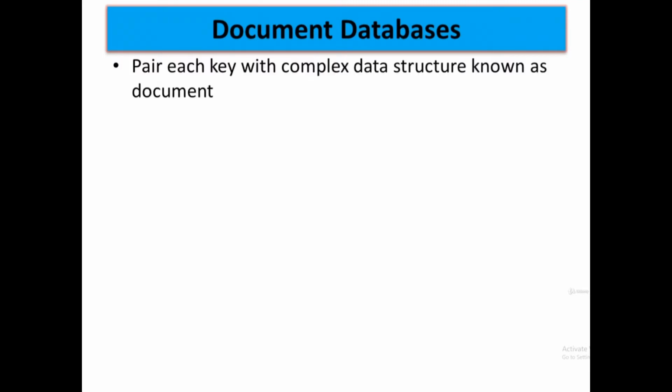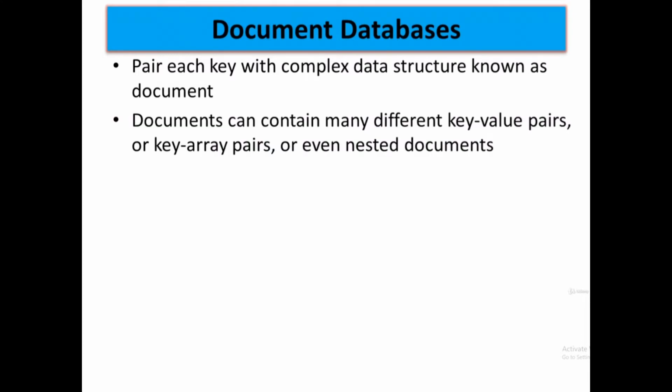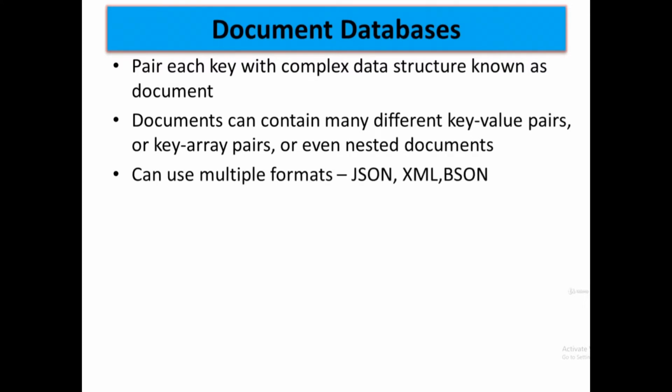So document oriented NoSQL systems are very similar to key value pair databases. The only difference is that the value that is paired with a key is stored as a document. Each document is self-contained, which means no schema is required. This gives a significant degree of flexibility over the data you have. Documents can contain many different key value pairs, or key array pairs, or even nested documents. It stores the document in the form of XML, JSON or BSON.